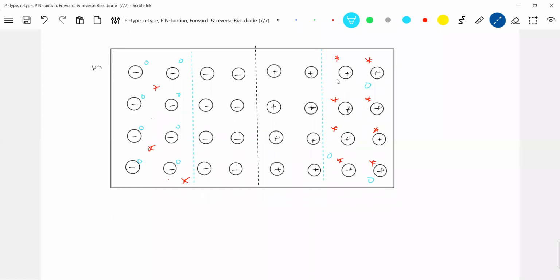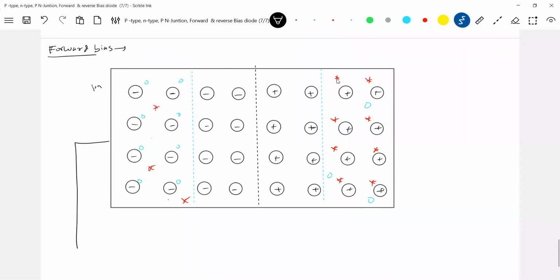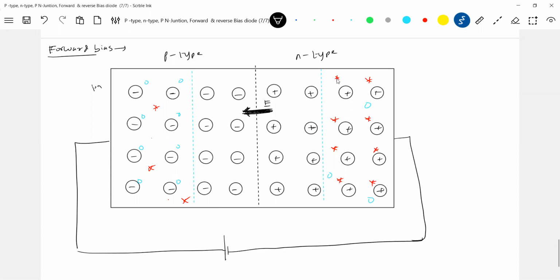What do you mean by forward bias? The first topic is this. When you connect the positive terminal of a cell to the P type, this is the P type, and this is the N type, and there's the electric field. That E, don't forget, showing that E. P type is connected to the positive terminal of a cell and N type is connected to the negative terminal.